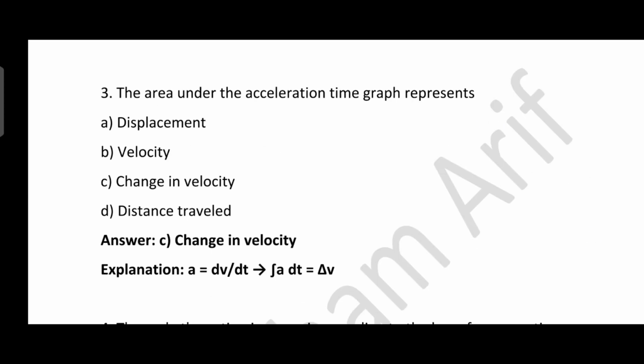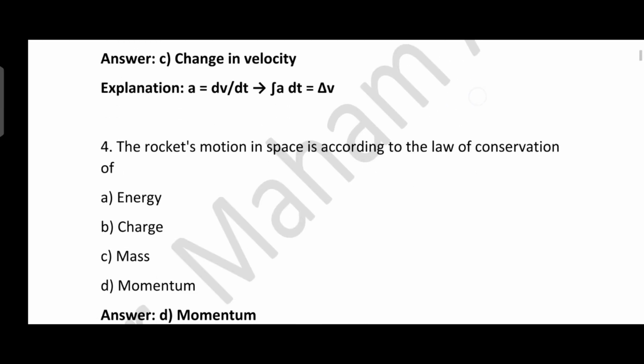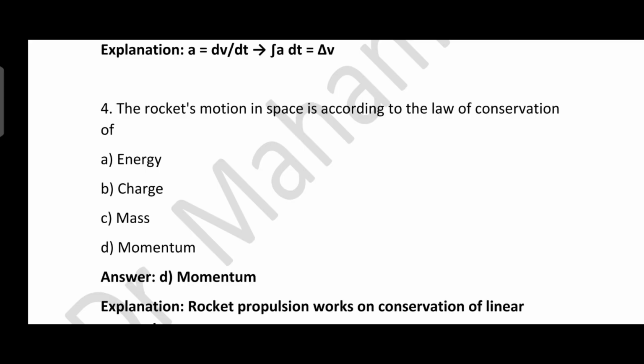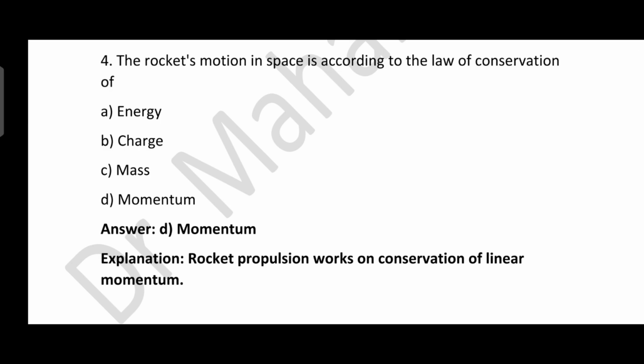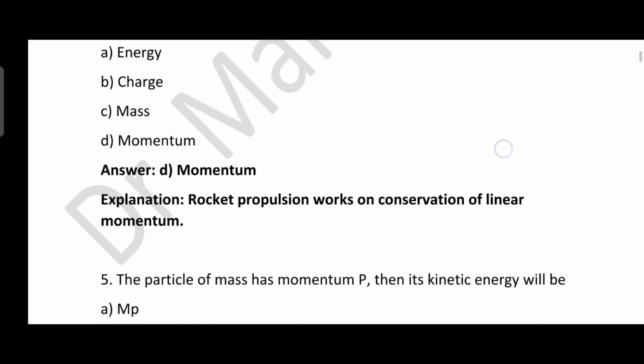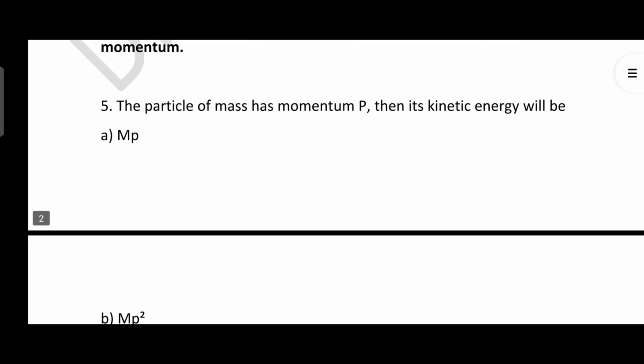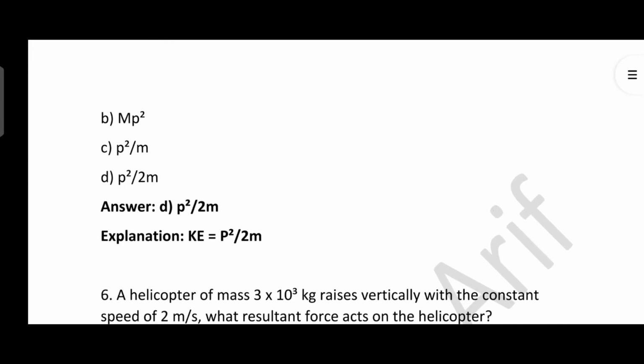The area under the acceleration time graph represents. Correct answer is option C, that is change in velocity. The rocket's motion in space is according to the law of conservation of. Correct answer is option D, that is momentum, because rocket propulsion works on conservation of linear momentum. The particle of mass has momentum p, then its kinetic energy will be. Correct answer is option D, that is p square by 2m.